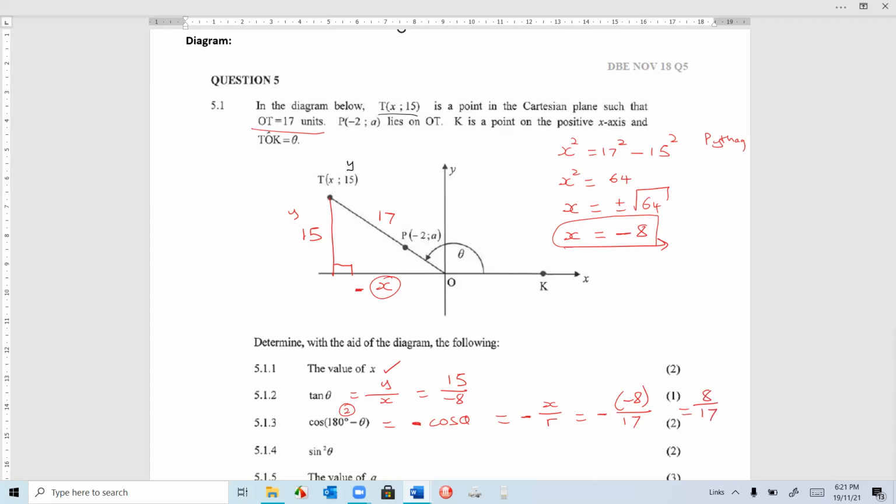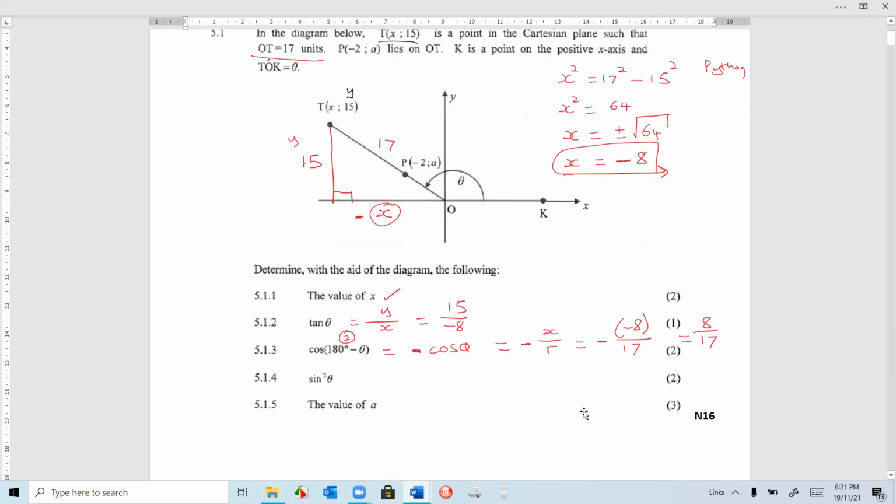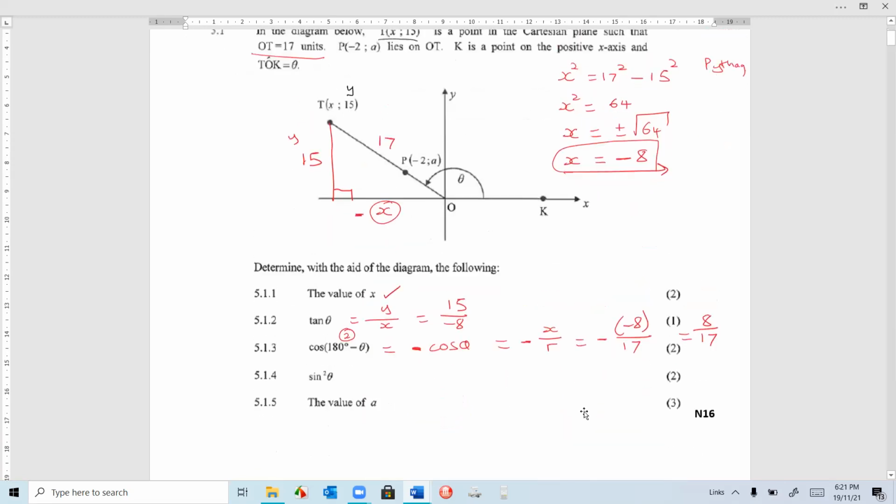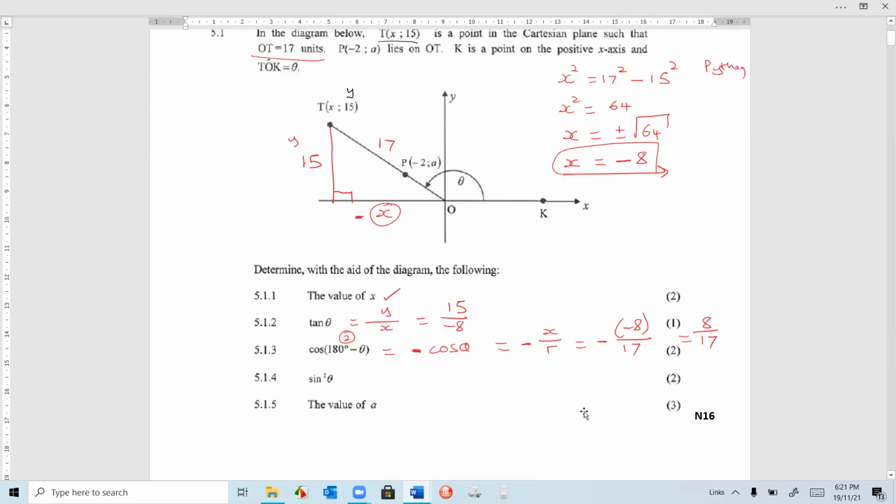Tell me, is my writing quite clear? Is it too small? No, sir, it's clear, sir. I can see it. If you're not seeing it well, you want me to change the color, let me know.